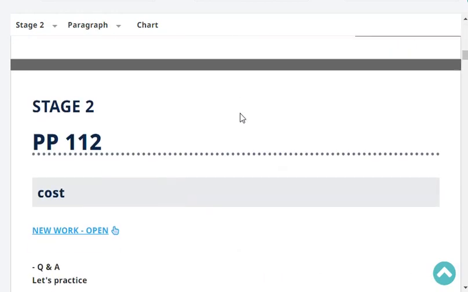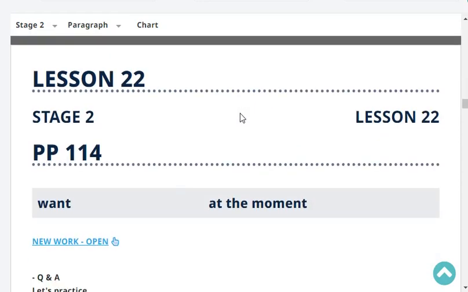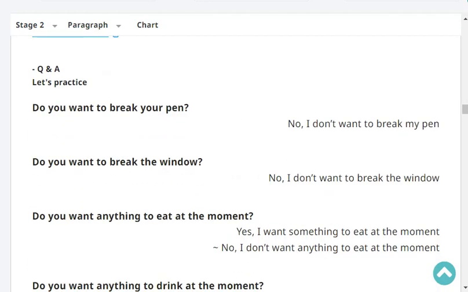Ready? Okay, here we go. I'm ready. First question. Do you want to break your pen? No, I don't want to break my pen. Do you want to break the window? No, I don't want to break the window.